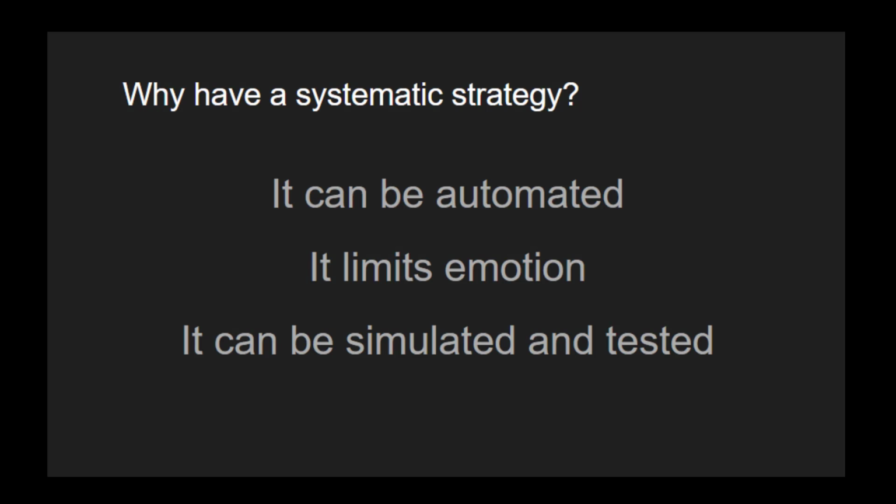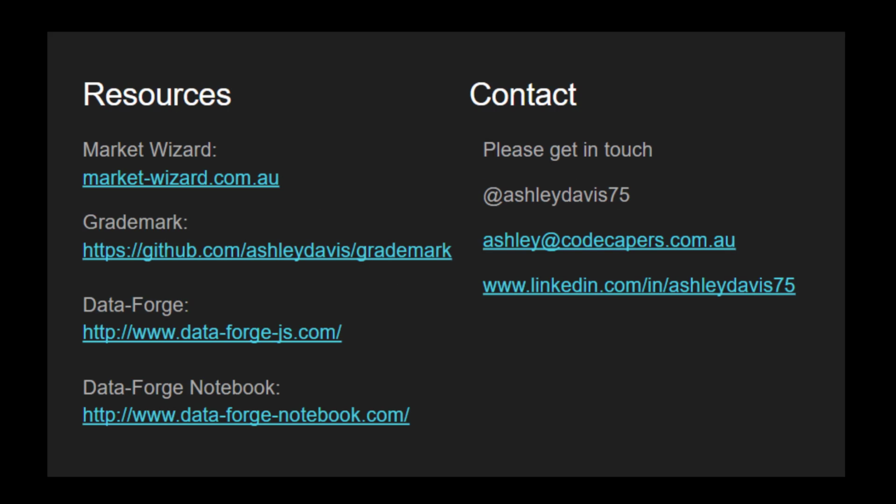Before we finish the video, I just want to circle back to this early slide that shows why have a systematic strategy. I just want to leave you with this takeaway. Have a systematic strategy because it can be automated, it limits your emotional investment, and your strategy can be simulated and tested.